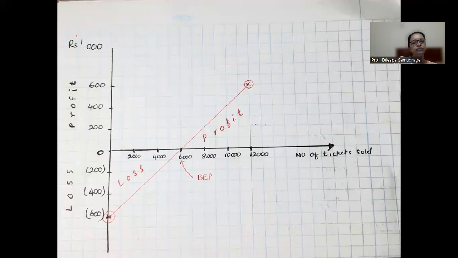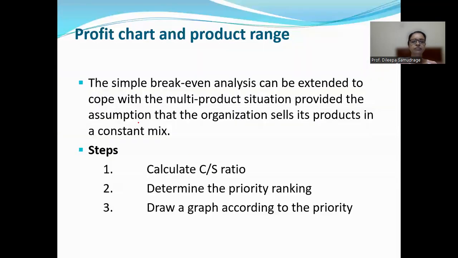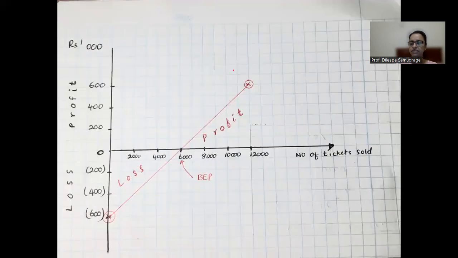So this way you have to draw the profit chart. Loss 600, profit 600. Using a ruler, you can draw this line. The point which cuts the x-axis gives you the break-even point, right? So that is about the profit chart. Next time we will do the profit chart using product range.